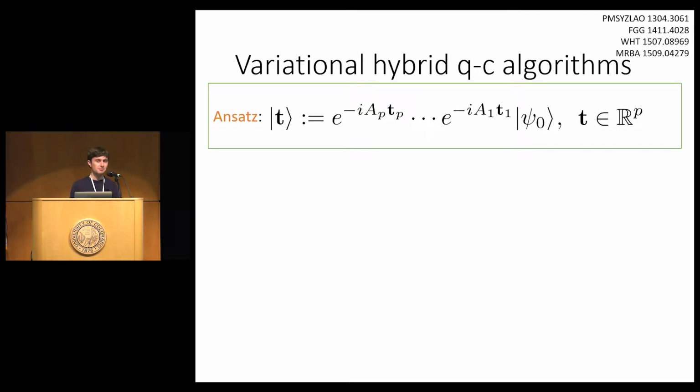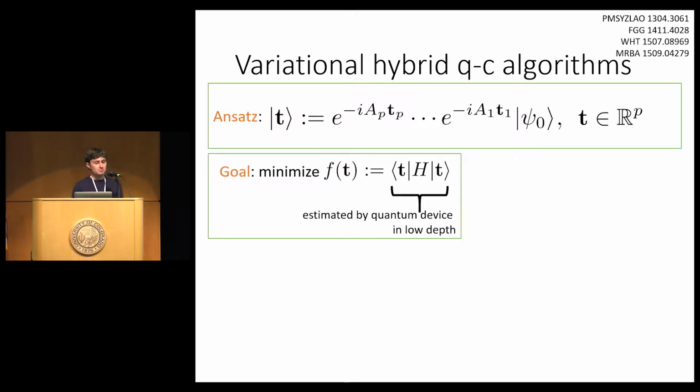So in the general setting, we typically assume that we can prepare some parameterized family of states associated with some variational ansatz. Here, psi naught you should think of as some easy-to-prepare starting state, and then we evolve it for p pulses. Pulse I is generated by some Hermitian operator A sub I and has an associated variational parameter T sub I. So any state in this family can be associated with some p-dimensional real-valued vector in parameter space.